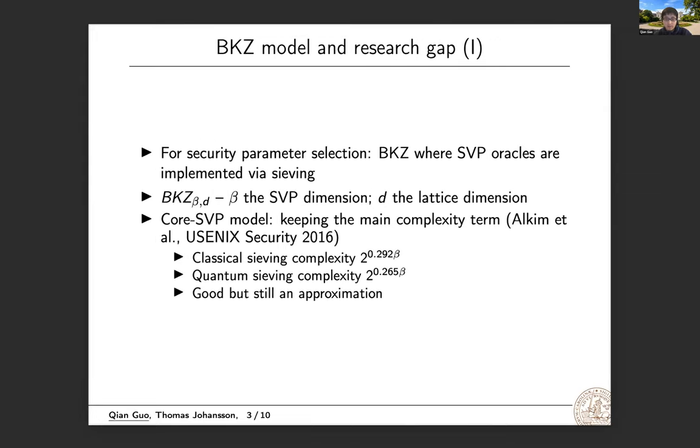When we select security parameters, usually we use BKZ, which iteratively calls an SVP oracle of smaller size. Asymptotically, the best SVP oracles are implemented by sieving, and we use this notation: beta is the SVP dimension and d is the lattice dimension. To estimate the cost of BKZ, we have the famous core-SVP model. The main idea is to keep the main exponential term and discard the sub-exponential term. This model is very good, but still an approximation, because the discarded sub-exponential term can be big.